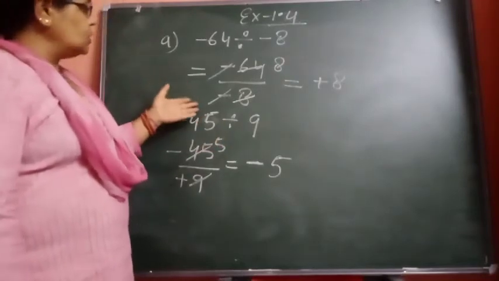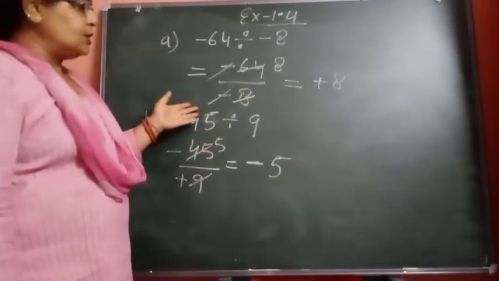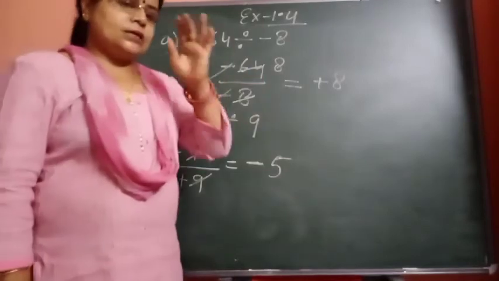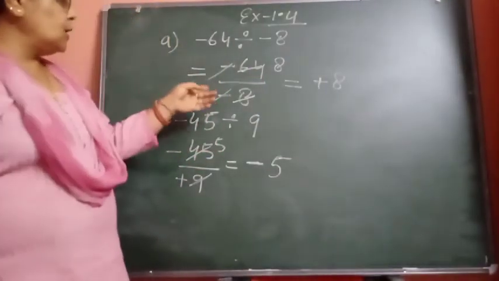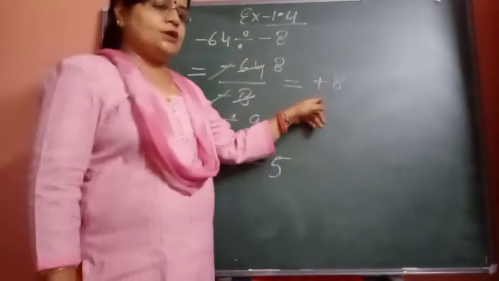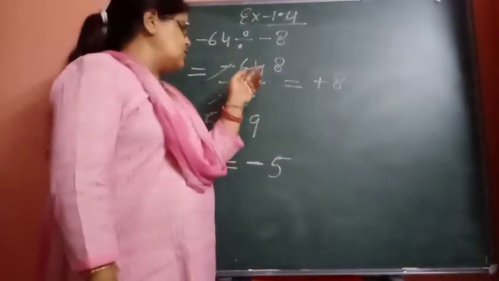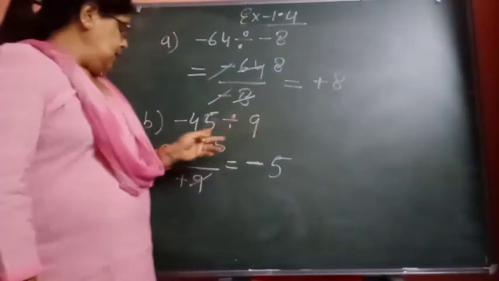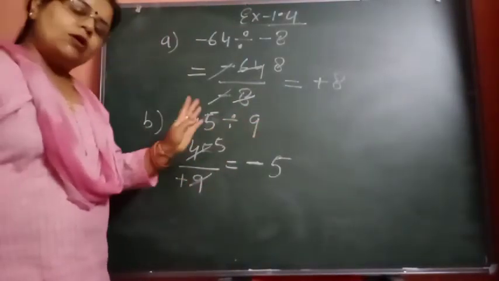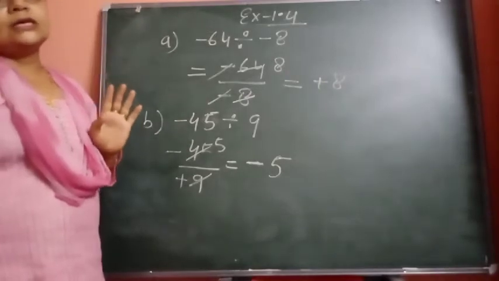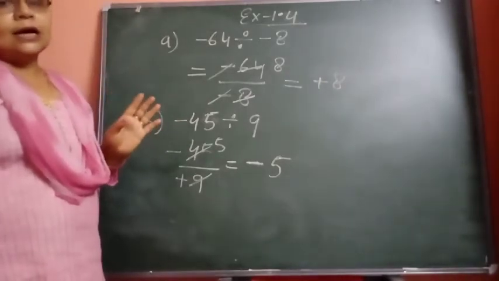If both the numerator and denominator have the same sign, that is, if both are plus, then a positive result will come. If both are negative, then also a positive result will come. You have seen that just now in the previous question. And if both the numbers have opposite signs, one plus and one negative, then always a negative value will come as a result.